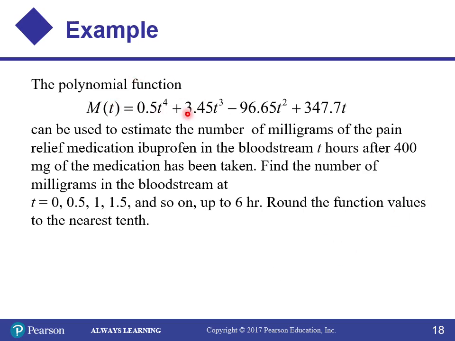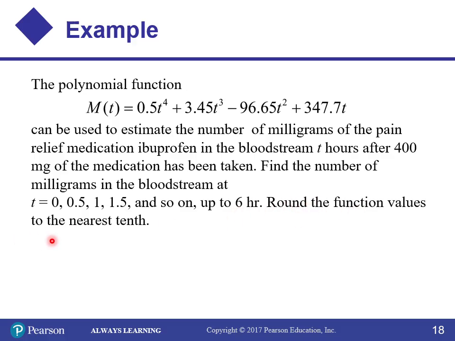Here's another polynomial function. It says this equation can be used to estimate the number of milligrams of the pain relief medication ibuprofen in the bloodstream T hours after 400 milligrams of the medication has been taken. Find the number of milligrams in the bloodstream at 0, 0.5, 1, 1.5, and so on up to 6 hours. Round the function values to the nearest tenth.